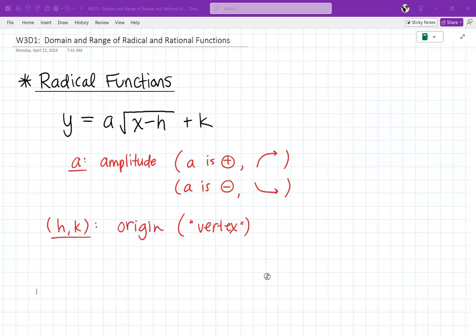So you can see what it looks like, right? If a is positive, it opens upwards. If a is negative, it goes downwards, okay? And then h, k is the origin. Some people like to call it the vertex, but not really, because it isn't a high or low point of the graph in terms of a parabola, but it can be a high or low point in terms of this graph. But it's what we call its origin, okay?